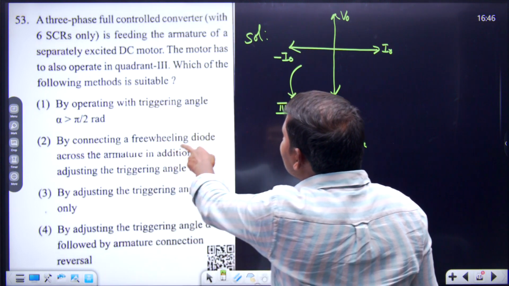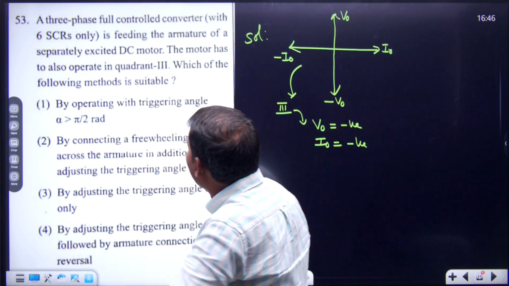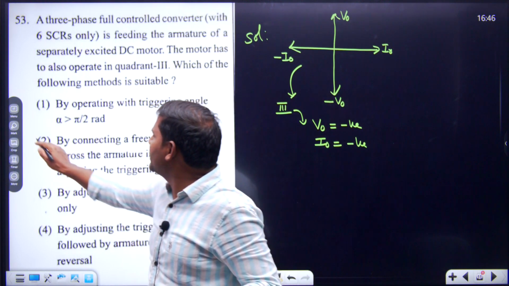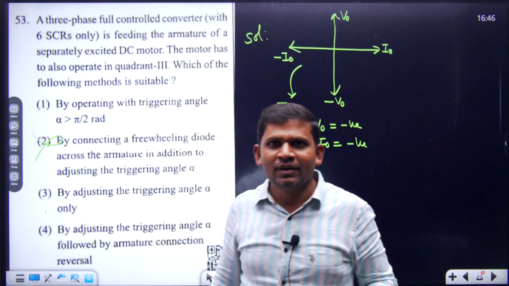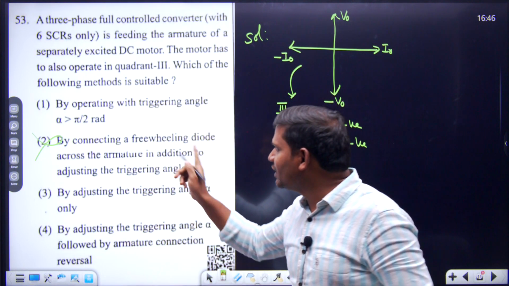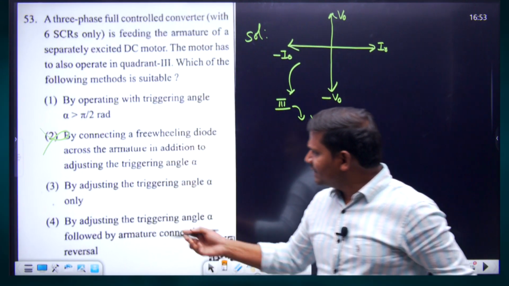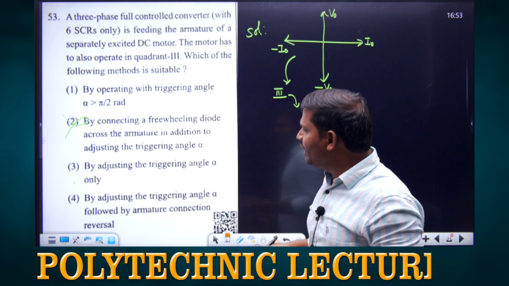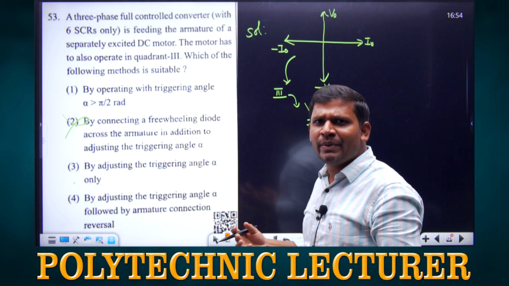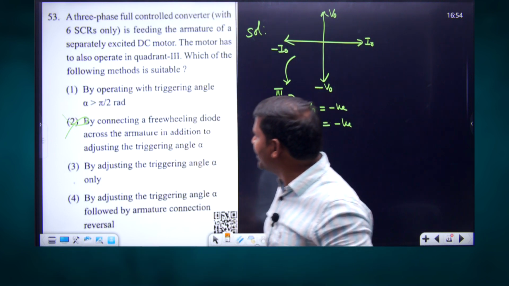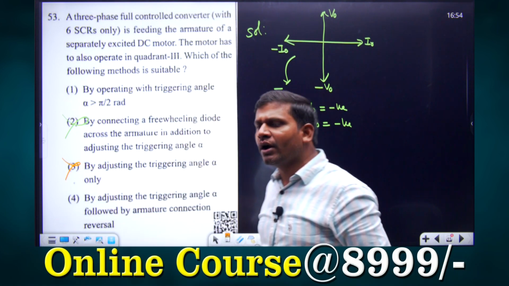By operating with triggering angle alpha greater than 90 and connecting a freewheeling diode, voltage never becomes negative. If you connect the freewheeling diode, negative spikes are eliminated, and voltage is always positive. That is a wrong statement. Yes, students, see the third statement: by adjusting the triggering angle alpha only, firing angle adjustment alone is not possible to operate in the third quadrant, because we have to make the current negative. That's why the third statement is wrong.